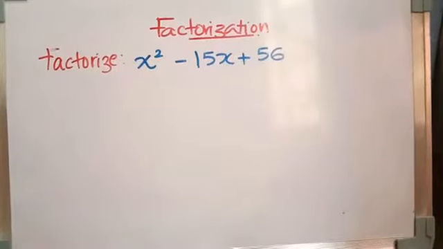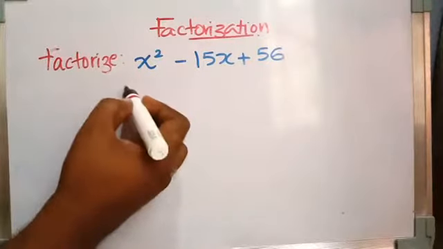Okay. Next question is factorize x squared minus 15x plus 56. X squared minus 15x plus 56. So here the middle term is, what is the middle term?